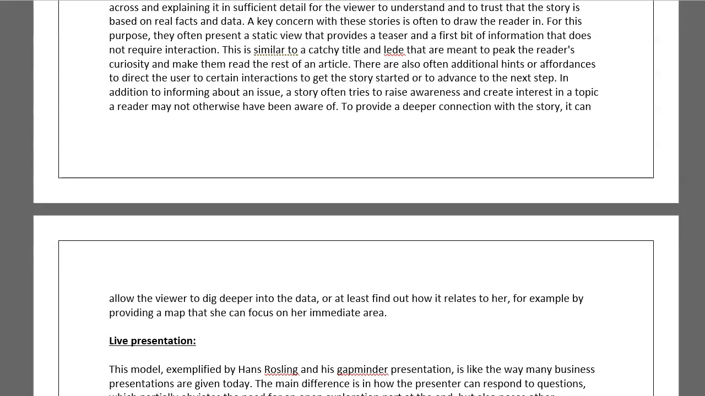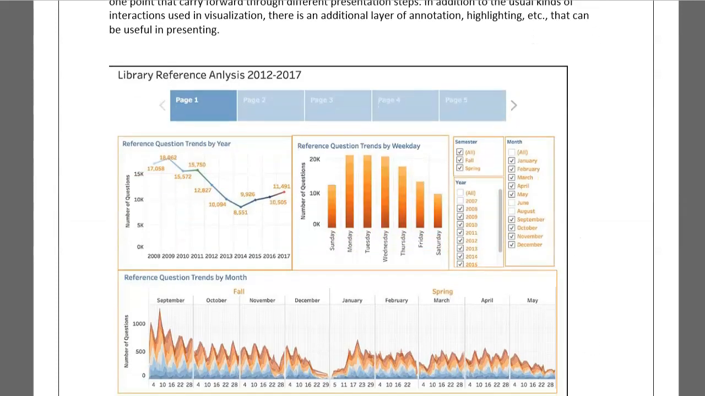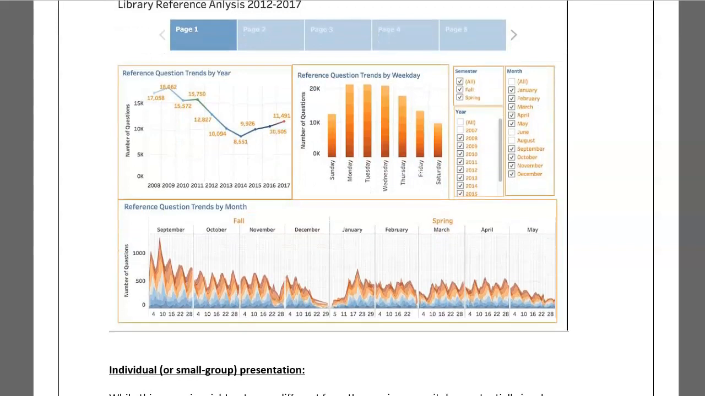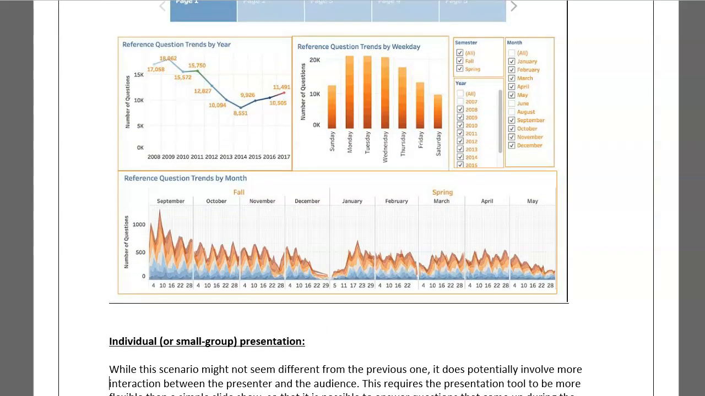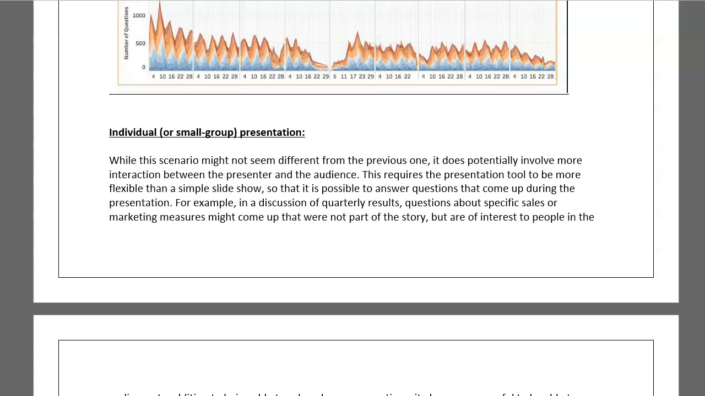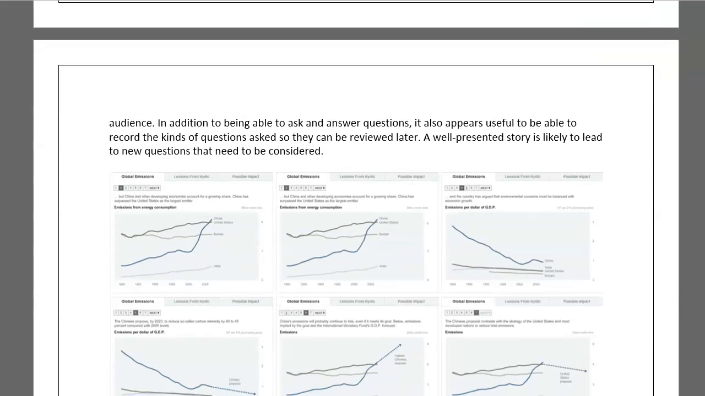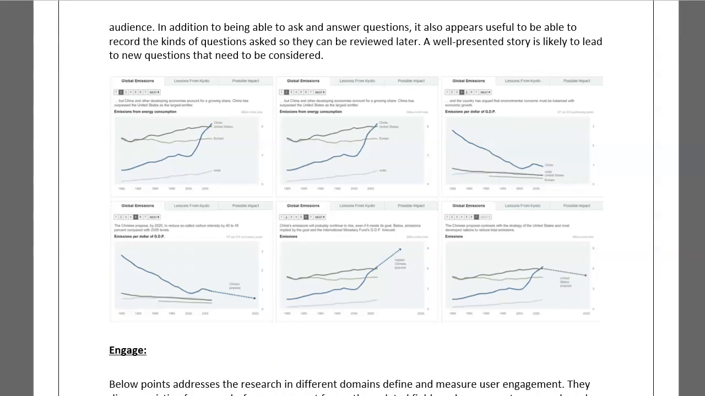If you come up with a live presentation, this is going to be a live presentation on the storytelling process where we can tell the number of questions asked, the frequently asked questions, what trend follows each week, and trends by month. This in turn provides better insight of the data. The next one is the individual presentation or a small group presentation, where we can present to a small audience and portray the story better.